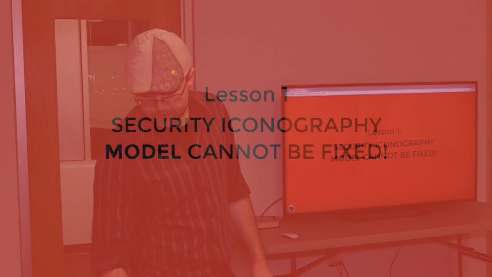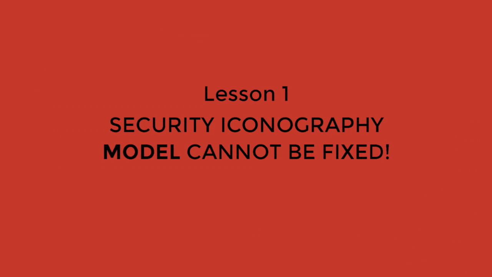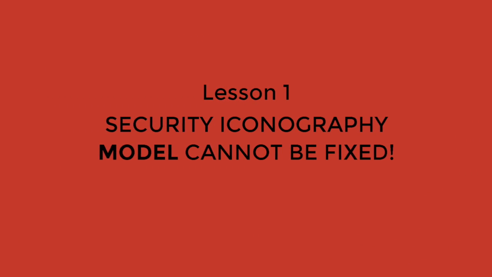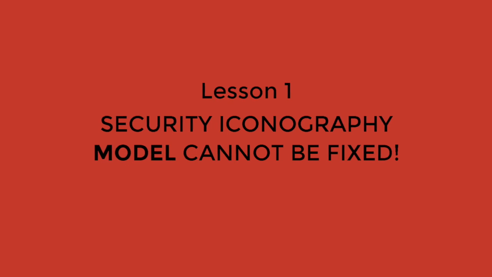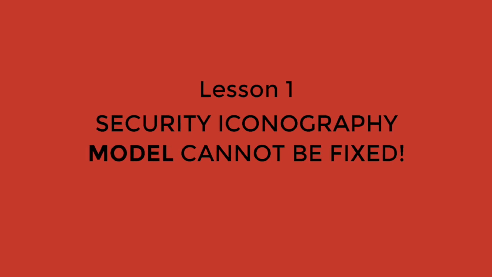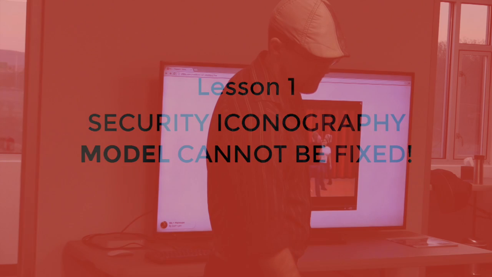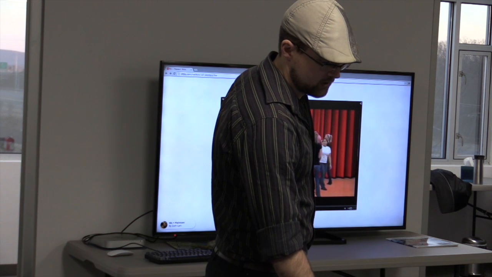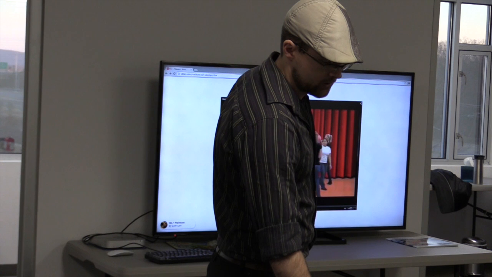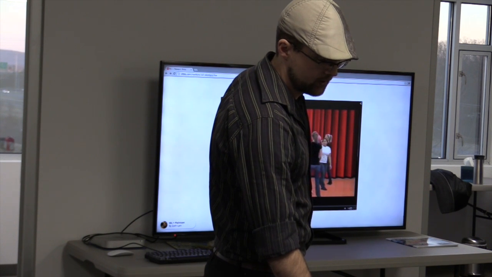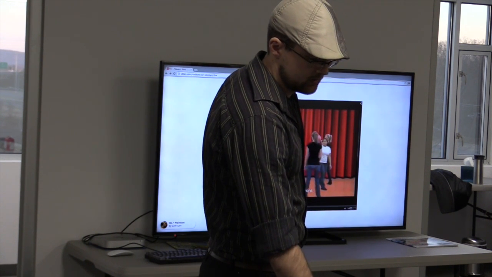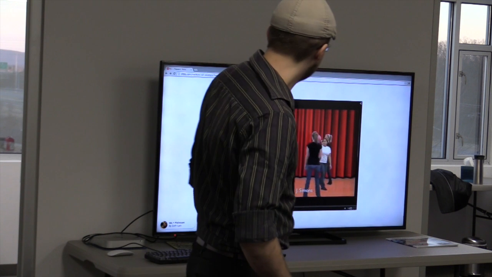So lesson number 1, the security iconography model cannot be fixed. We need to kill it. We need to stop believing in this fallacy. And to kind of illustrate this, I have a fun little video to show why it's impossible for us to ever notice these things. Oh, wait, that's on my computer, not here.